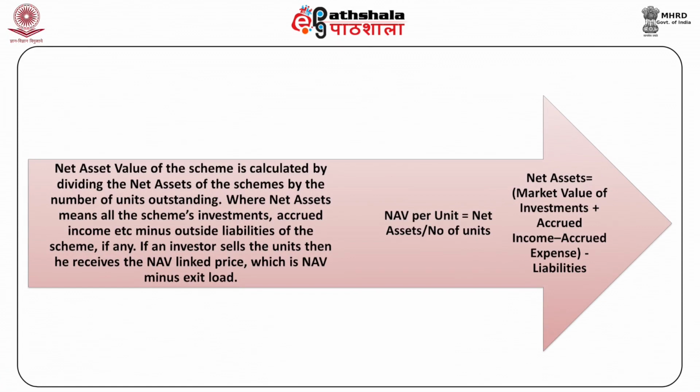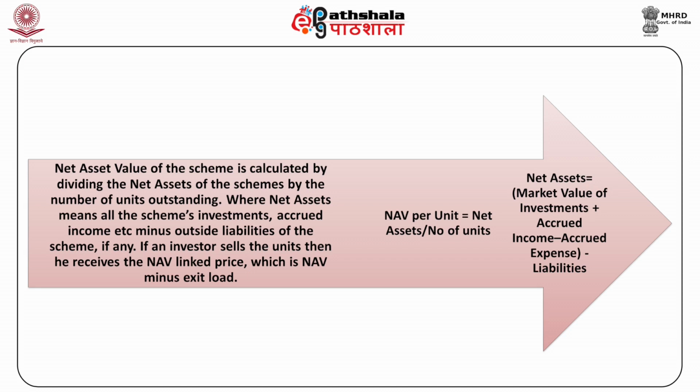Net asset value of the scheme is calculated by dividing the net assets of the total scheme by the number of units of that scheme, where net assets means all the scheme's investments, accrued income, etc. minus outside liabilities of the scheme. If an investor sells the units, then he receives the net asset value linked price from the mutual fund, which is net asset value minus the exit load.